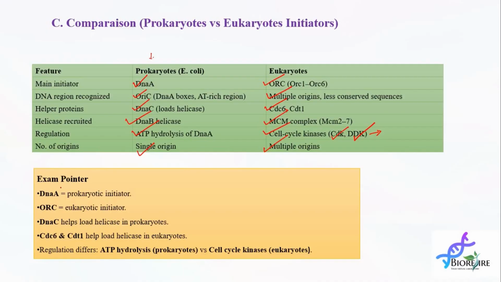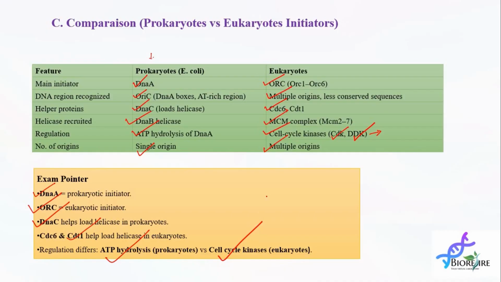Now the exam point: DnaA is the prokaryotic initiator protein, ORC is the eukaryotic initiator protein. DnaC is the helper protein in prokaryotes; CDC6 and CDT1 are the helper proteins in eukaryotes. In prokaryotes, this whole process is controlled by ATP hydrolysis. In eukaryotic cells, this complex is maintained by the cell cycle kinases, that is CDK and DDK.